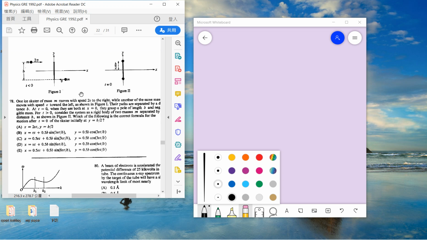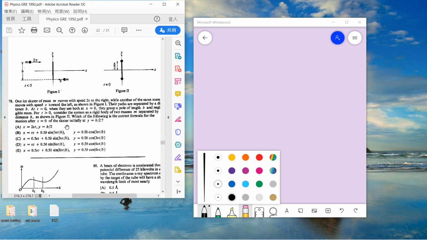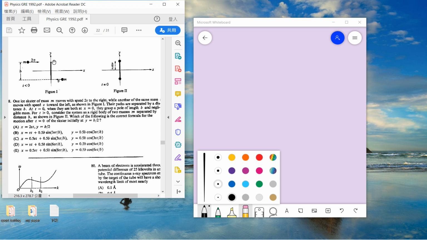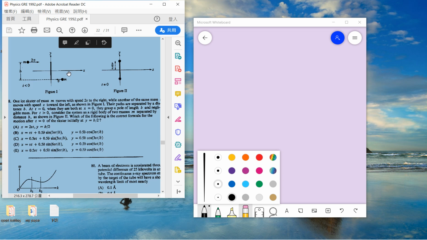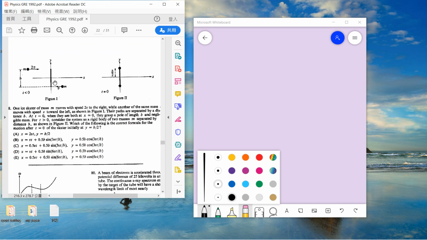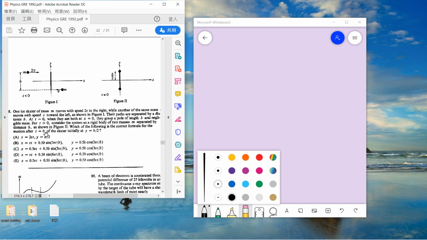So, problem 78: one insulator of mass m. Basically the question is too long, so you can read it by yourself. When they stick to this object, they will start to rotate, and it asks about the velocity. The stacker is initially at y equals b, then y equals b over 2. So it asks about their velocity corresponding to t.